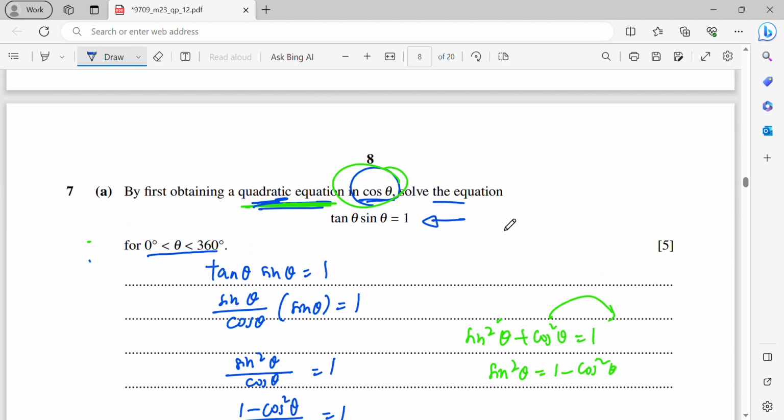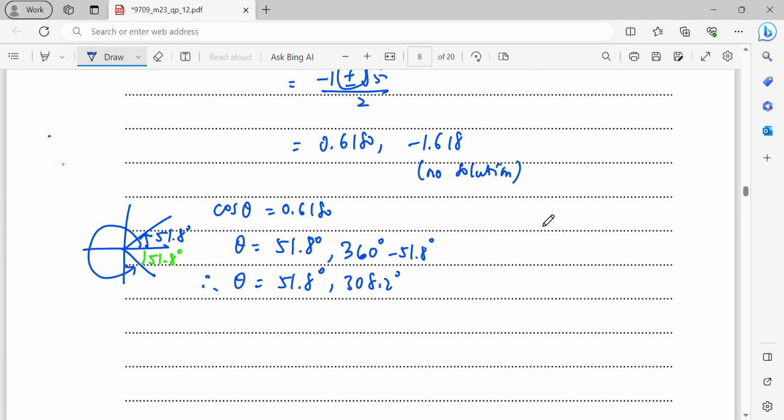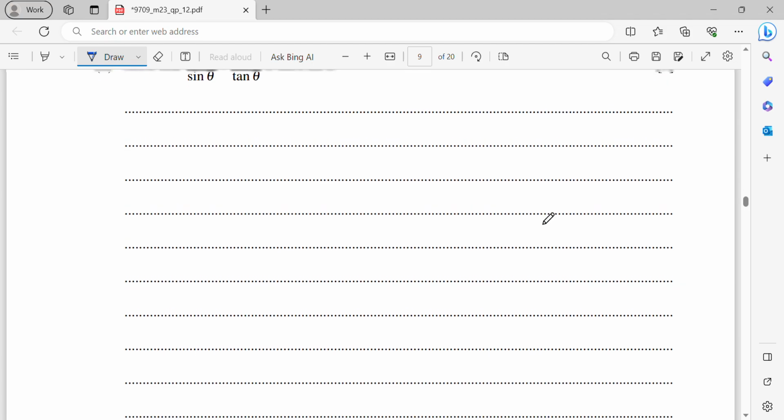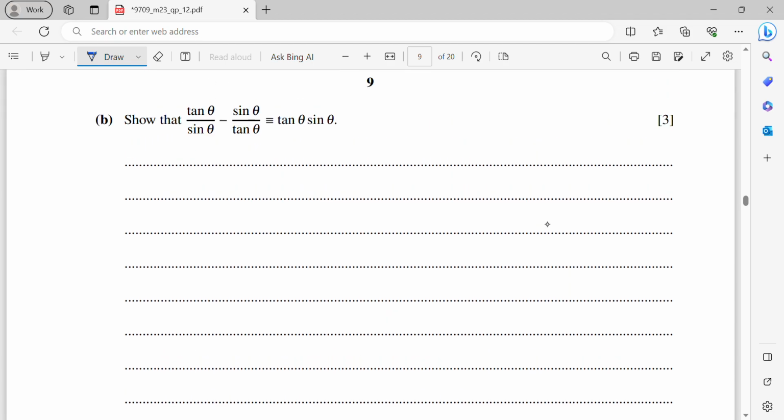Okay, so we already solved the first part. Now, B: show that tangent theta over sine theta minus sine theta over tangent theta is equivalent to tangent theta sine theta. When you need to prove an identity, I will always start with the complicated part. The complicated part will be the left hand side, because at least you have two terms here, then we can simplify. So I will start with the left hand side, which is tangent theta over sine theta, then minus sine theta over tangent theta.